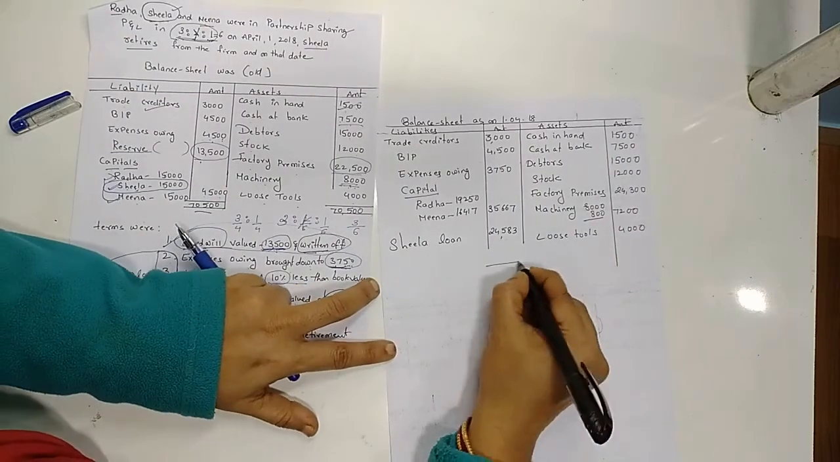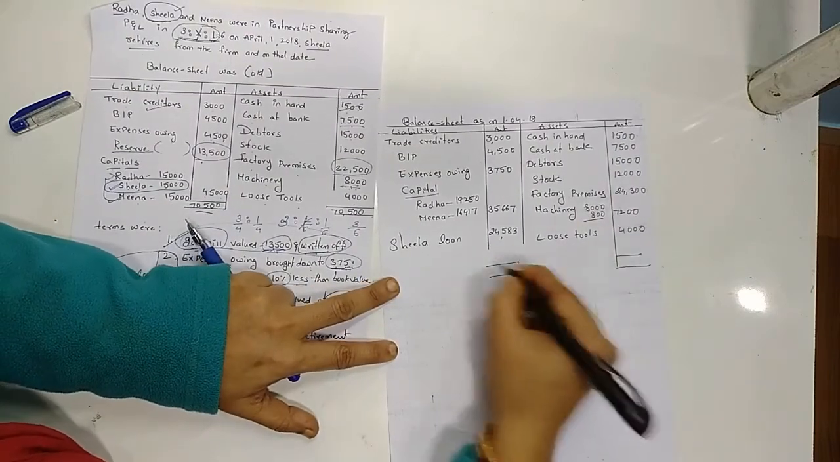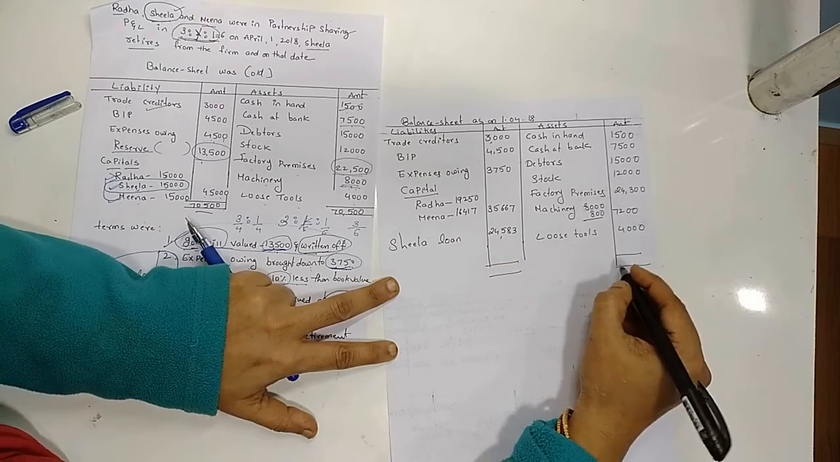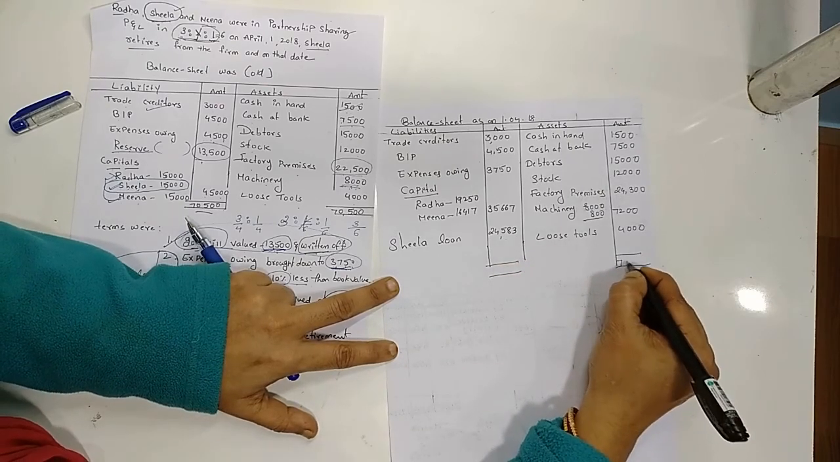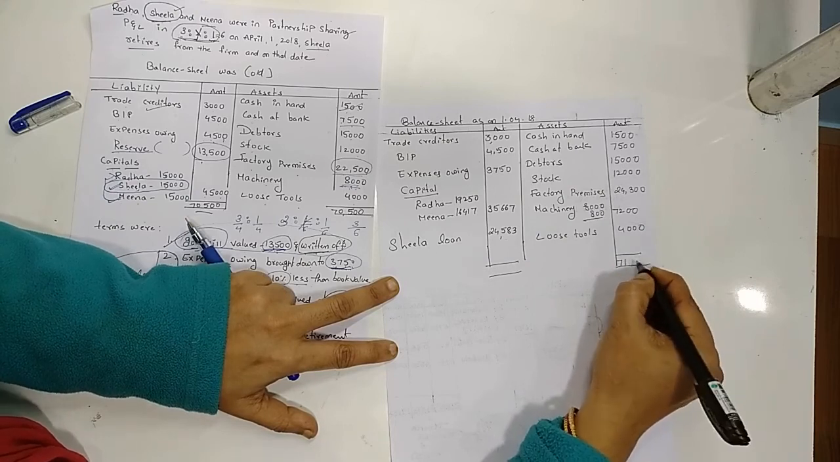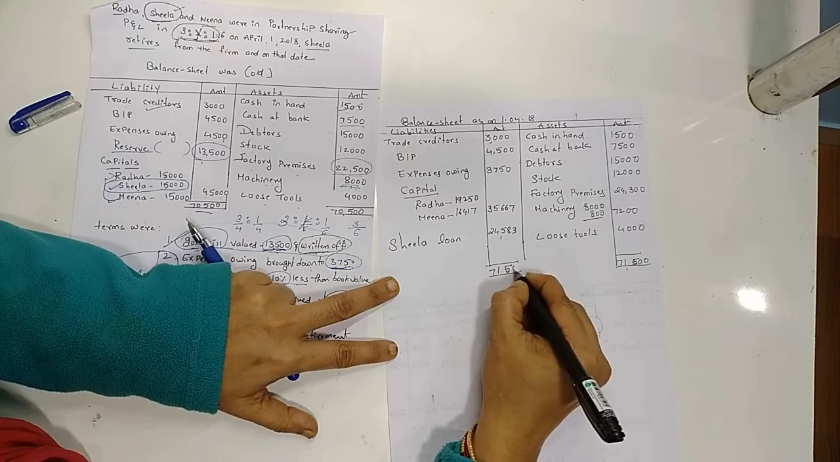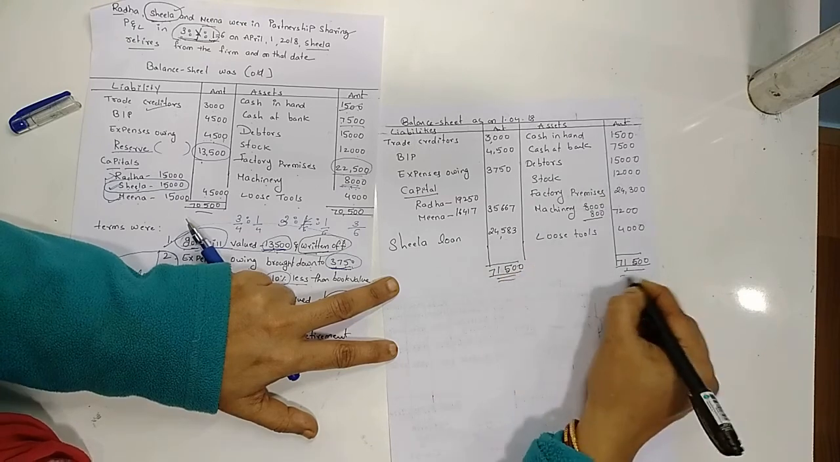So you need to total it. And in the balance sheet, as you know, you should get both sides equal as we are following the double entry system. So 71,500 on this side and 71,500 on the liability side, both sides the same balances.